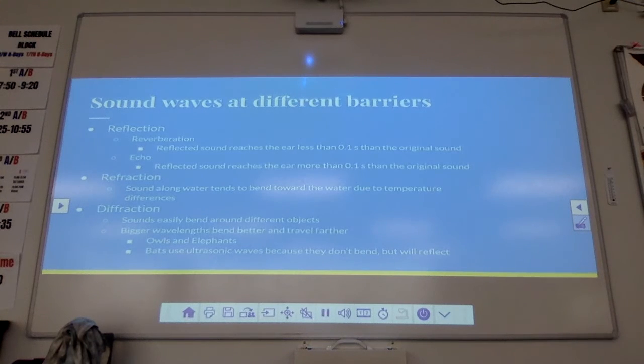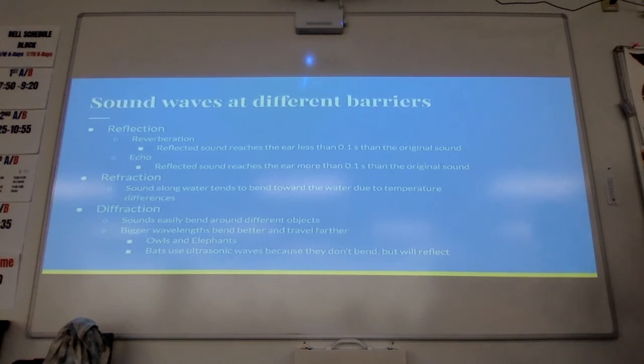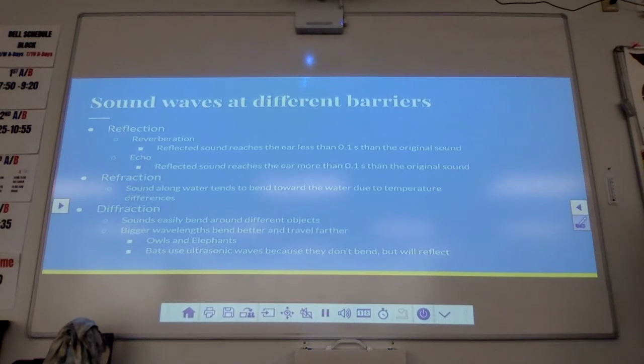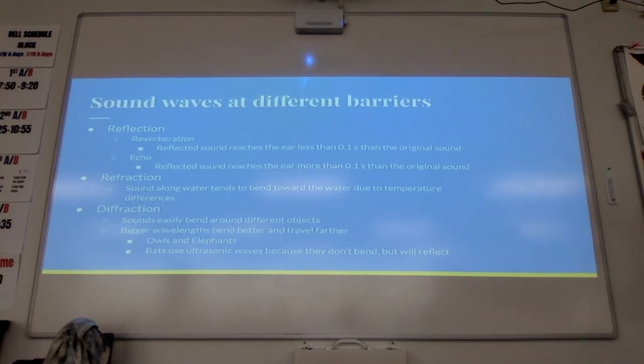When we're in the classroom, the reason that anybody in the back row can still hear me is because of reverberation. What happens is my voice is carrying off, and it's going to hit the walls, right? And it's going to reflect off of the wall. Some of it gets absorbed. And as it reflects, it goes to your ears from different angles, which allows for more sound to travel through.